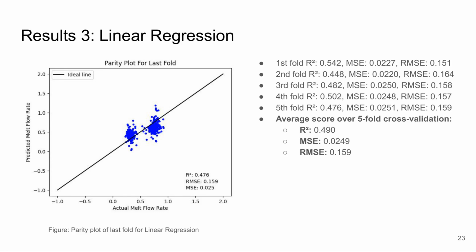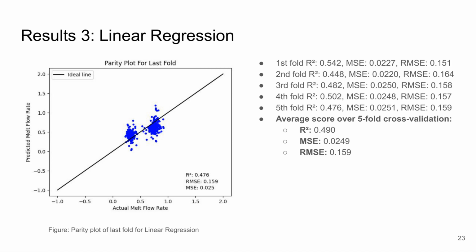This slide shows the results for the linear regression model. In the slide, the R-square, MSE, and RMSE for each of the folds are given, as well as their average score over the 5-fold cross-validation. And the figure shows a parity plot of the last fold for linear regression.